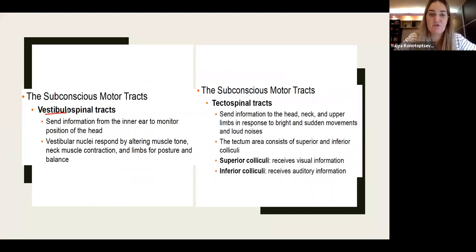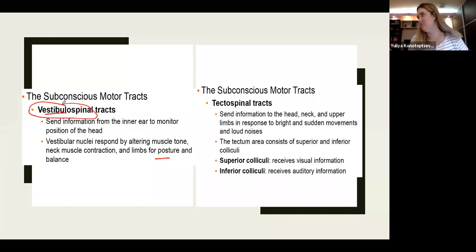Vestibulospinal tract is responsible for your posture. It affects your limbs, like whenever you're trying to find a balance. If you stand on one leg, trying to find the balance, your limbs are moving, trying to balance your body. That's your vestibulospinal tract. Which part of your body senses the balance? The inner ear. We'll talk about it this semester as well. In the inner ear, we have semicircular canals, vestibule, saccule, macula, and they're responsible for you realizing where you are.